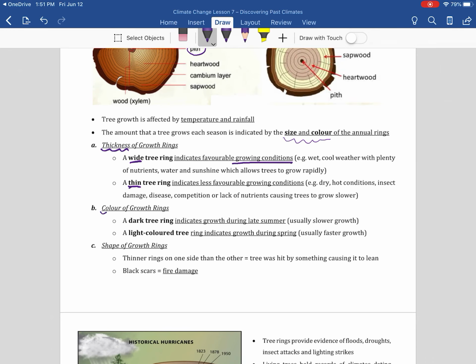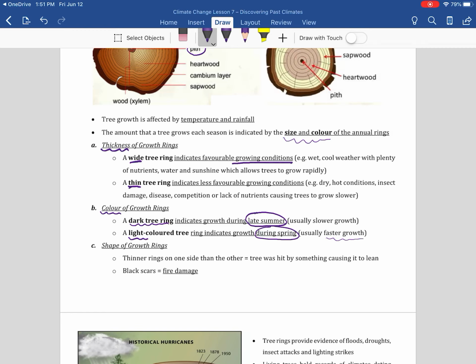Okay, so let's take a look. Another characteristic is the color of growth rings. If we take a look at a ring that is very dark, that means the majority of the growth happened later on in the summer. So that indicates more of a slower growth because it didn't kick it into high gear until later on in the summer. If you have a lighter color ring, that means the majority of growth happened during springtime, which means it was kick-started early, and that generally means faster growth.